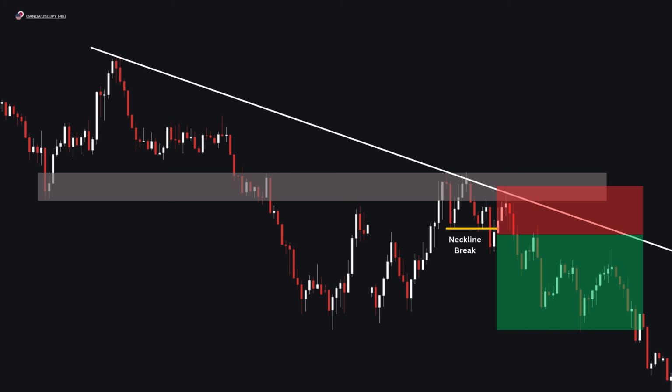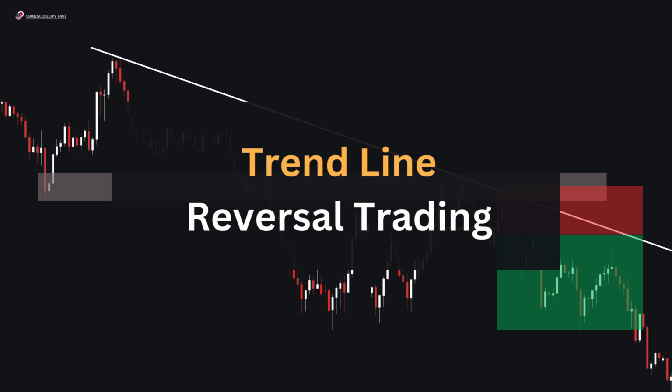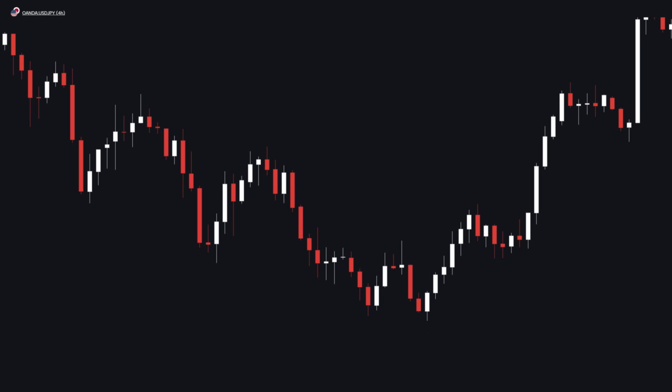So now that you have learned how you can use trend lines in a continuation trend, let me show you an example of a reversal trend line trading strategy. In this example, we will show you how you can trade using trend lines. When the market shifts its trend, we call this the reversal trend line trading strategy.